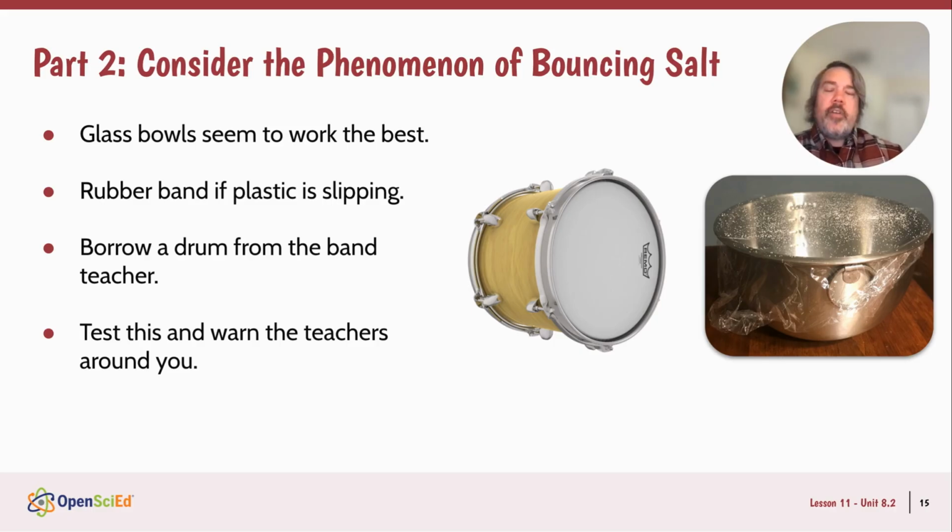If you don't have a glass bowl and you're using a metal bowl or a plastic bowl and you notice that the saran wrap is slipping a little bit, you can try putting a rubber band, sliding it over, and really helping to keep that plastic wrap on. You may even try some tape or something like that to hold that plastic wrap. You need the plastic wrap really tight to see that salt bounce and move, okay? If you don't have access to a drum, I found that you can go down to the band teacher and typically borrow a drum.